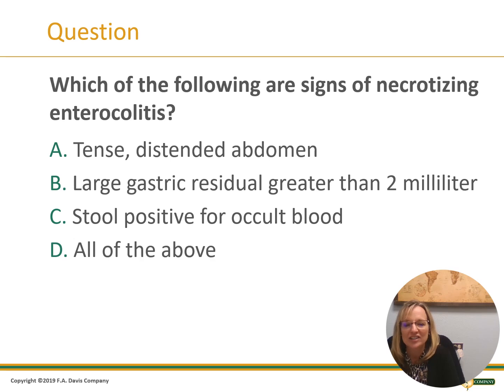Which of the following are signs of necrotizing enterocolitis? We just talked about this. A is tense, distended abdomen. B is large gastric residual greater than 2 milliliters. C is stool positive for occult blood, or D is all of the above. These questions are not nearly as fun without you guys here, because I can't see what you would answer. But yes, the answer is D, all of the above.